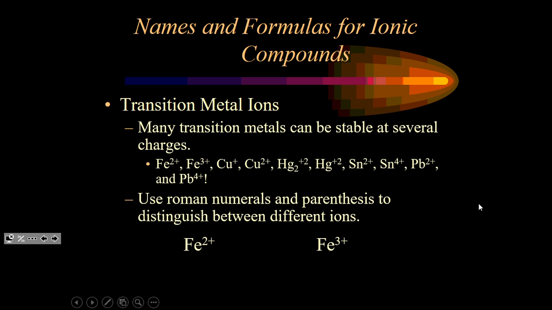So Fe2+, that would be called iron 2. And that literally means it has a 2+ charge. I'm sorry, iron 2. I believe I said iron 3. But the second one, Fe3+, that would be iron 3.